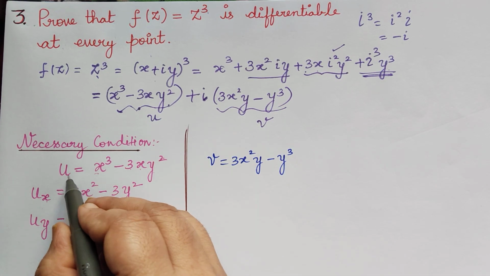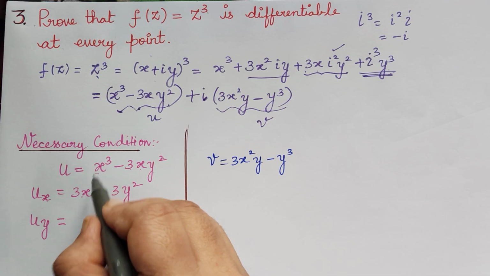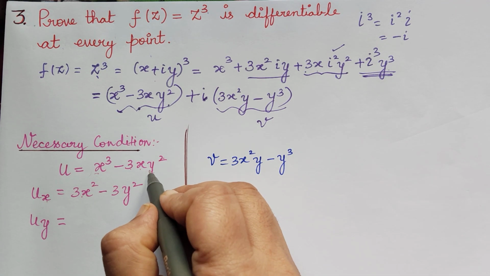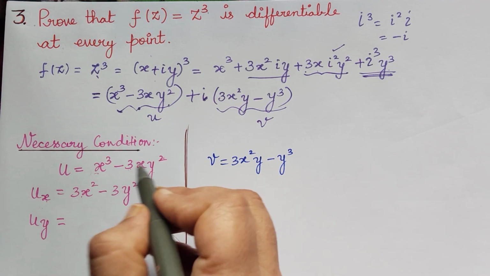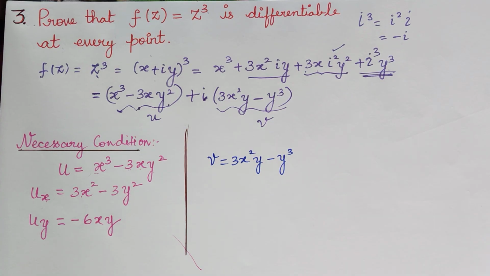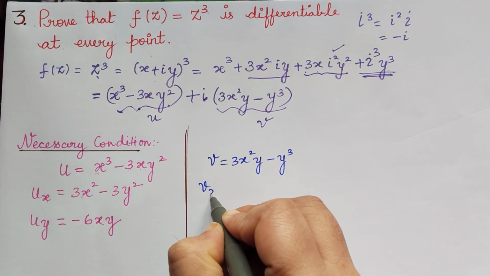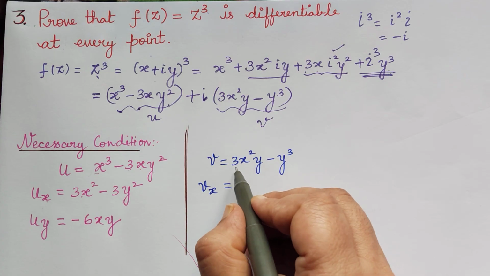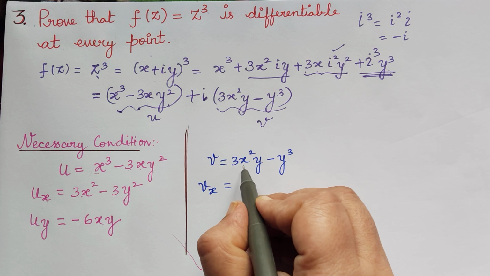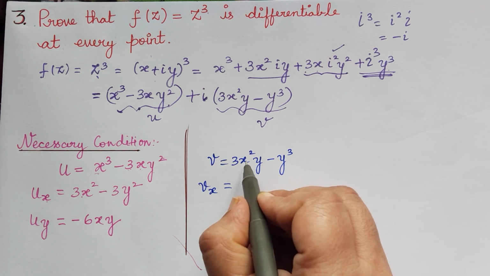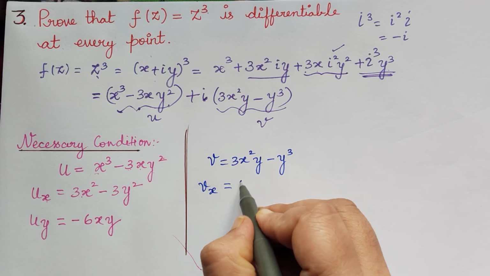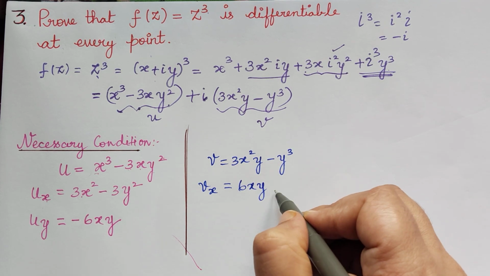uy is partially differentiating u with respect to y. x cube will become 0 since it will be treated as constant. Now differentiation of y square is 2y. We have minus 3x here. So 3 times 2 is 6. So minus 6xy. This is what we obtain. And then we have vx, which is differentiating v partially with respect to x. So differentiation of x square is 2x. It gets multiplied with 3, and so it becomes 6x. So 6xy, and differentiation of y cube is 0.